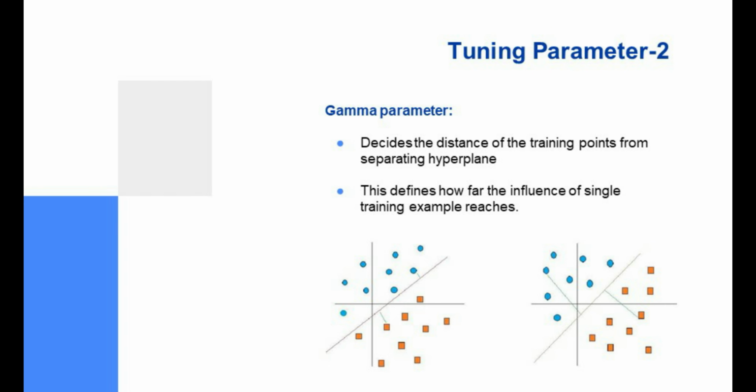The second tuning parameter is the gamma parameter. The gamma parameter decides the distance of the training points from a separating hyperplane. A low gamma means points far away from the separating hyperplane are considered, and a high gamma parameter means only the nearby points are considered. It is illustrated in this figure.